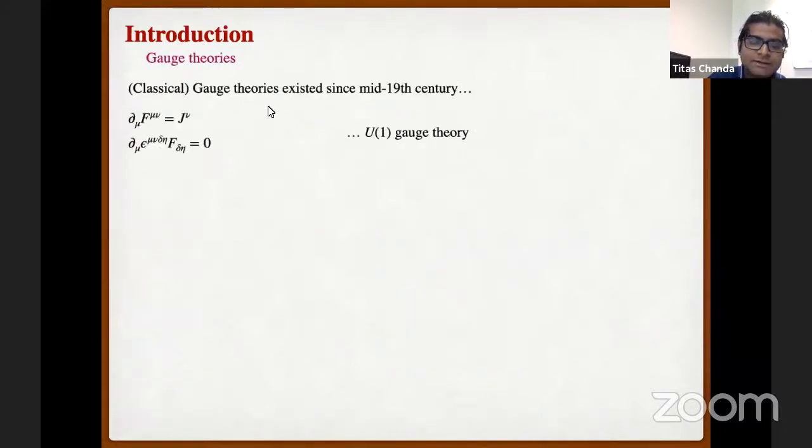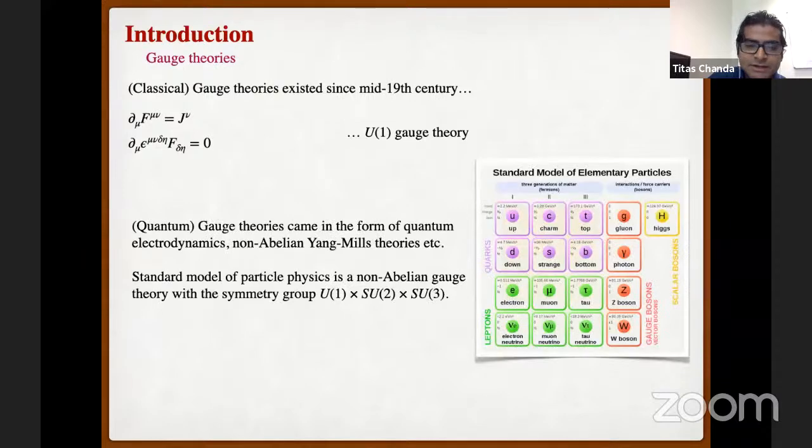And as I mentioned, gauge theories existed as long as Maxwell's equation existed, so which is mid 19th century, and these are classical U(1) gauge theory. U(1) because the group under which the transformation occurs is the U(1) group, and its generalization came in the quantum domain in the form of quantum electrodynamics. Later, non-abelian gauge theories also emerged, which are called Yang-Mills theories.